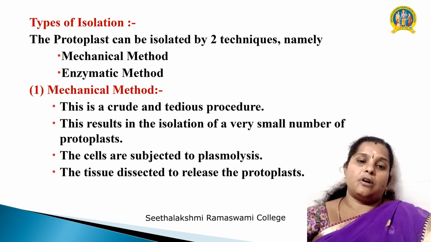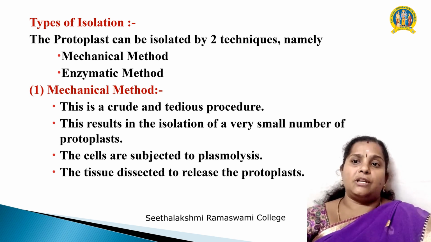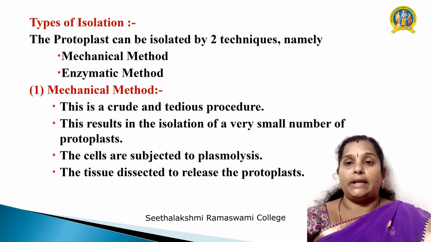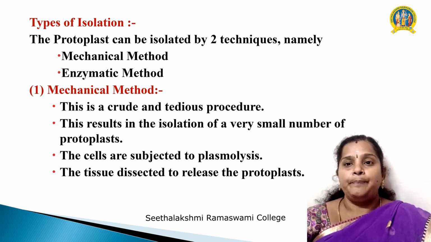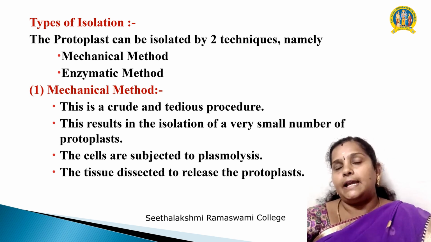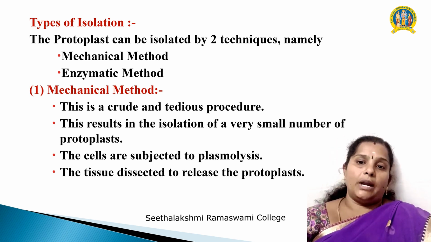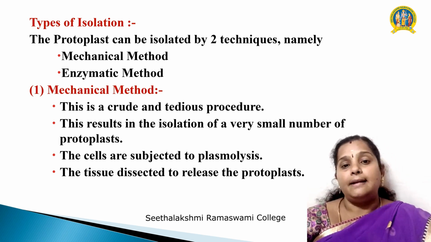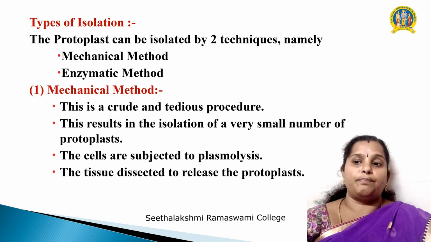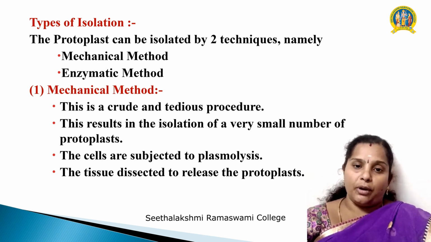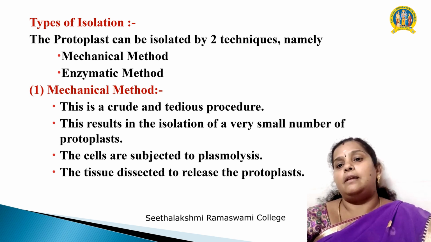Next, the types of isolation. Protoplasts can be isolated by two techniques, namely the mechanical method and the enzymatic method. The mechanical method, in vitro in the laboratory, is a crude and tedious procedure. It results in the isolation of a very small number of protoplasts. The cells are subjected to plasmolysis using hypertonic solutions. Then the tissue is dissected to release the protoplast.